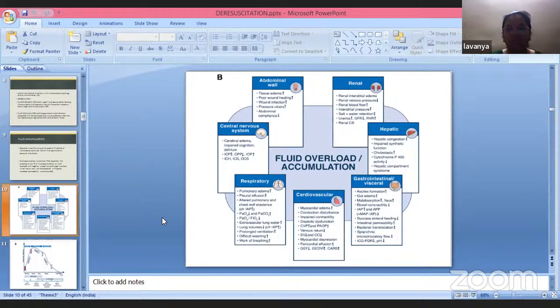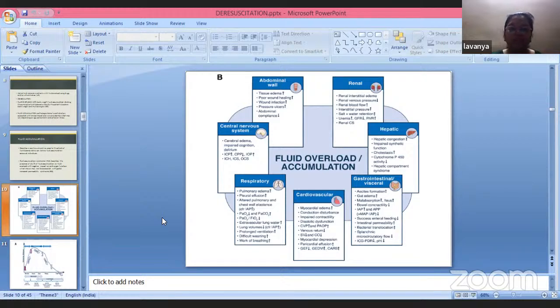As for the gut or gastrointestinal tract, there is increased ascites and gut edema. It can cause ileus. It can increase the intra-abdominal pressure and decrease abdominal perfusion pressure. And because of all these things, enteral feeding may not be tolerated well, and increased bacterial translocation leads to infections. So all these are the bad effects on the gut. Cardiovascular effects are increased myocardial edema and conduction disturbances, and diastolic dysfunction can happen. That can lead to decreased cardiac output and myocardial depression.